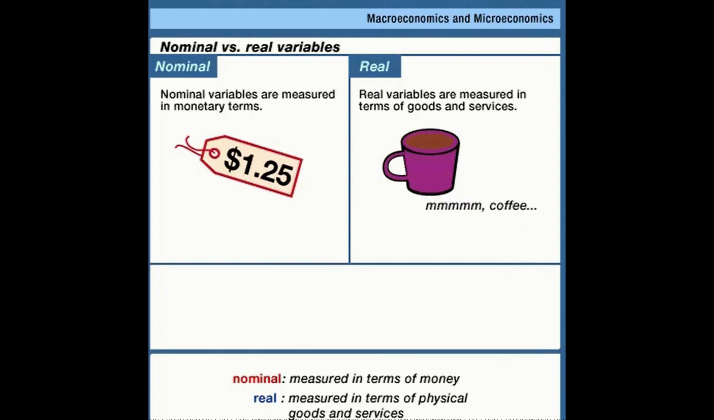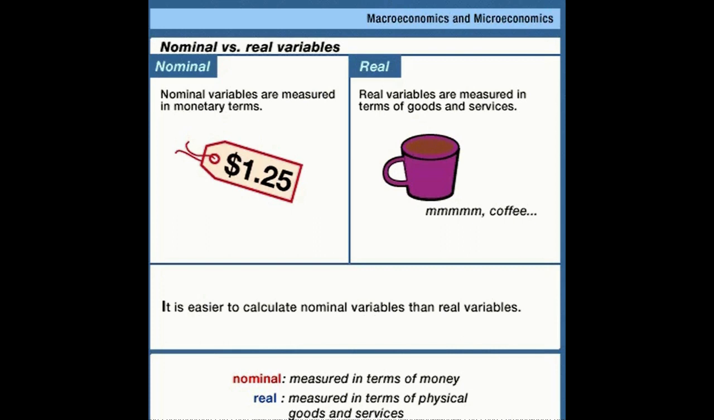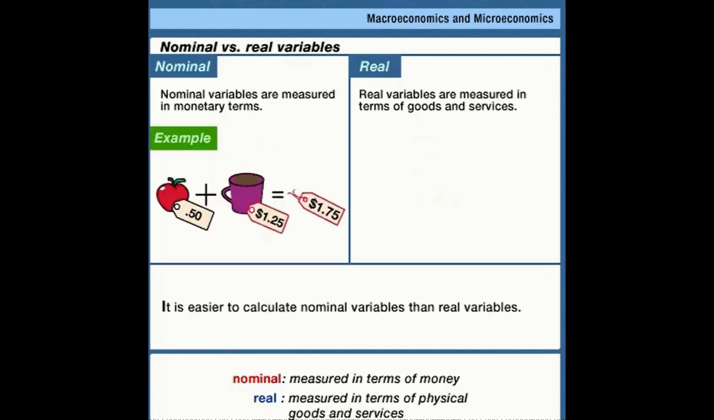If an apple is 50 cents and a cup of coffee is $1.25, 50 cents and $1.25 is $1.75. That's nominal spending. That's how much money I paid out today to get the things I enjoyed for breakfast. However, real goods and services are actual things that are harder to add up because they're in some respects non-conformable. I mean, how do you add apples and oranges and coffee and medical care?